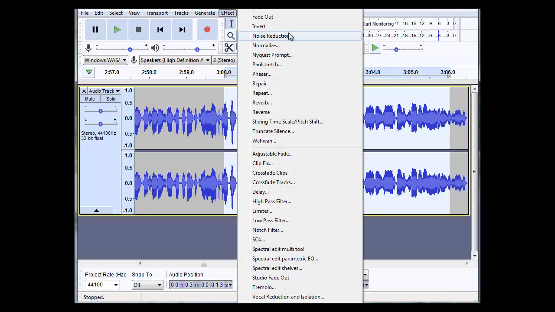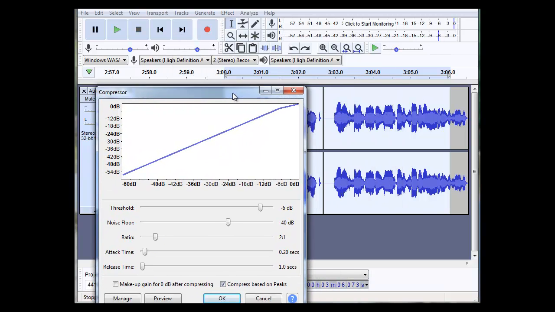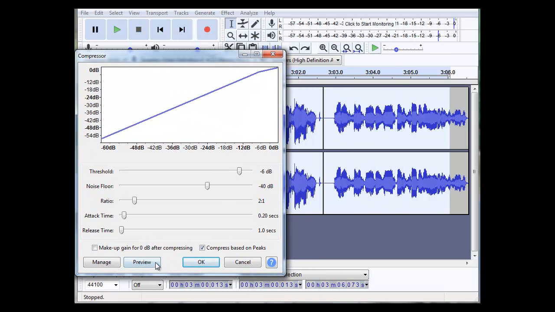Now the next thing that I see people recommend is the compressor effect. So right here I have the threshold set at -6, and we'll go ahead and preview it the same way.